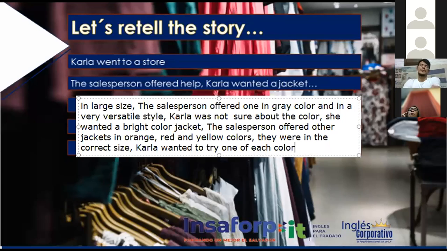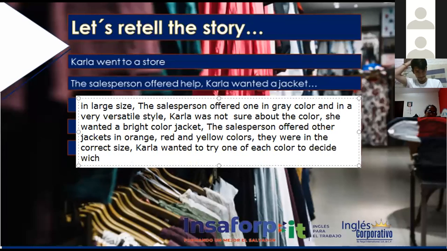What for? ¿Para qué se quería probar una de cada color? What for? To decide which one. Mm-hmm. Which one? She would take. Correct. Would take. There you are. Okay. Now let's see the story.